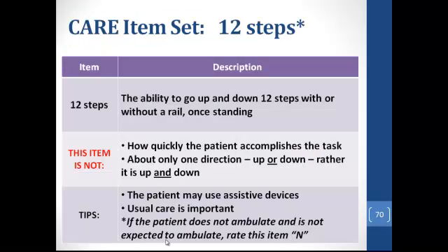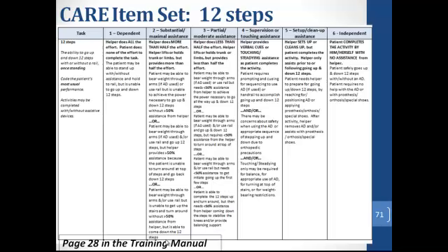The next item is 12 steps. It is defined as the ability to go up and down 12 steps with or without a rail once standing. Like the 4-step item, this item is not about how quickly the patient accomplishes the task, and it is about both directions, up and down. The rating guide is on page 28 of your manual.